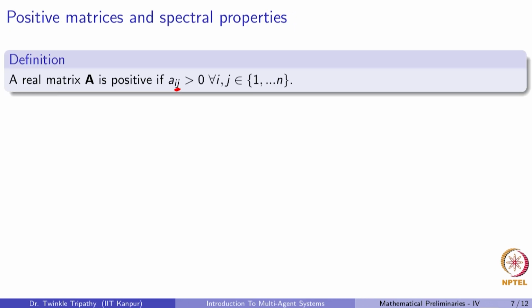We'll start this discussion by actually looking at some properties of positive matrices. Now, what is a positive matrix? So, we take a real matrix A and we call it positive when all of its entries are simply greater than 0.